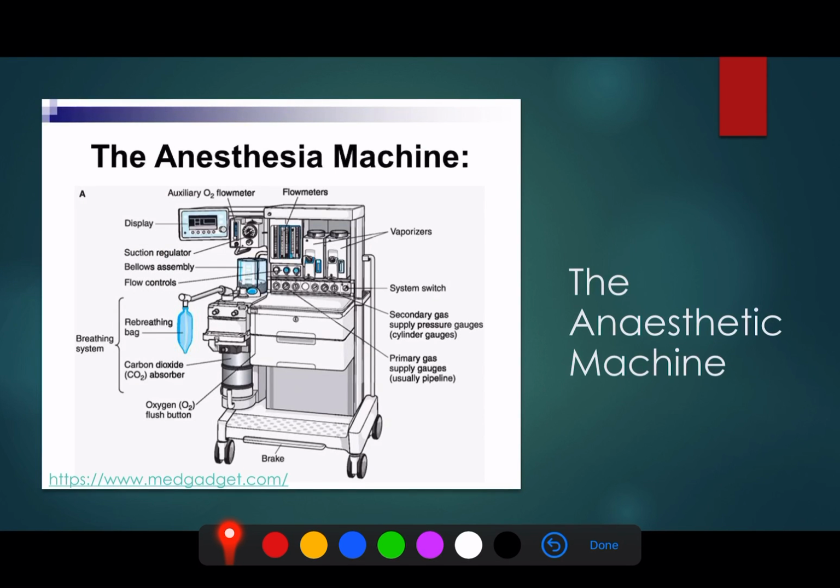The anaesthetic machine itself looks very different to the intensive care machine, and this is just a schematic from MedGadget which gives you an idea of what you're looking at. Obviously each anaesthetic machine looks very different. This is a Datex-Ohmeda ventilator, quite an old one, but one that's still very commonly used in intensive care and in anaesthesia.